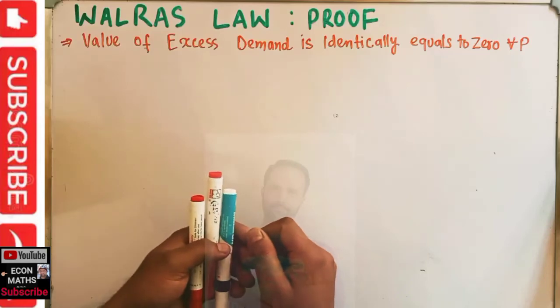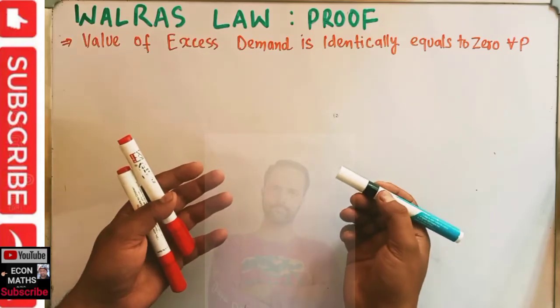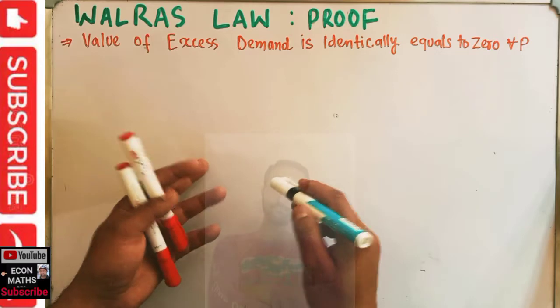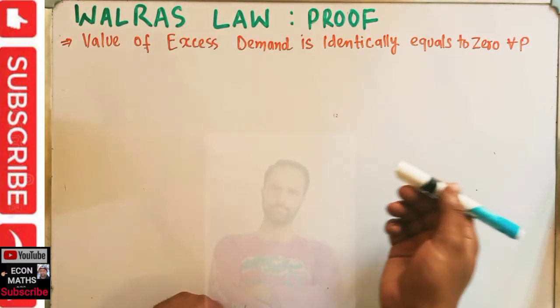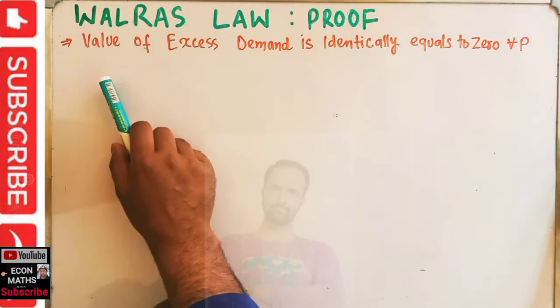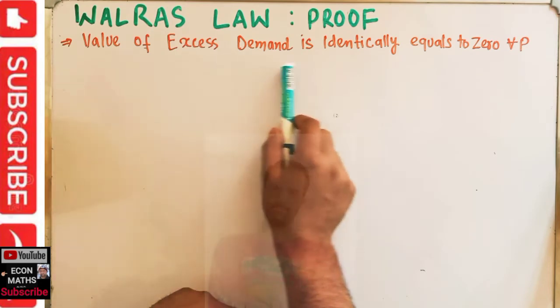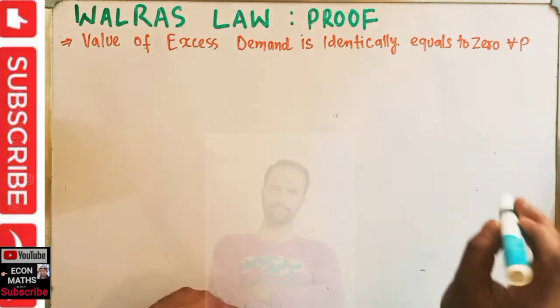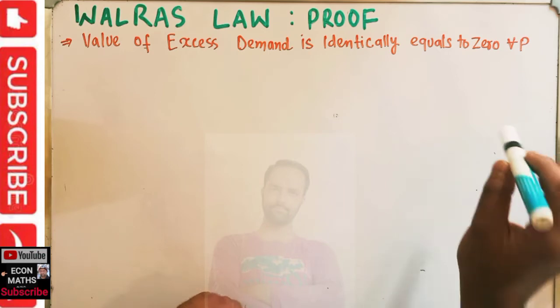In this video, we will try to prove the Walras law. This video is in continuation to the earlier videos on general equilibrium analysis. The statement of the Walras law is that the value of excess demand is identically equal to 0 for all prices. We need to prove this very statement.